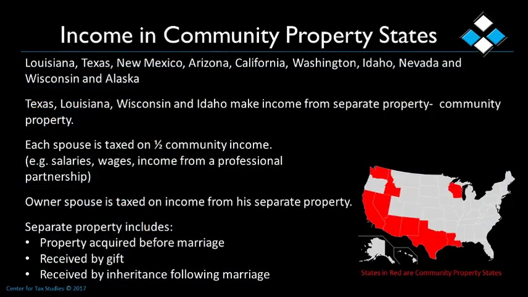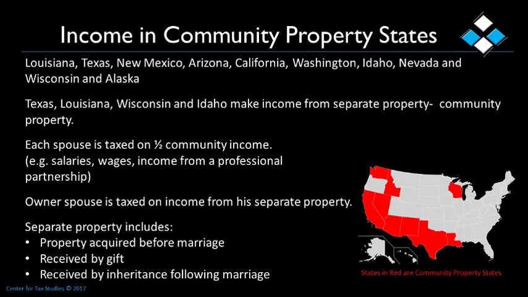Okay, lastly, let's look at income in community property states. It's a little bit different. And so, first off, community property rules only apply to the following states: Louisiana, Texas, Arizona, etc. Now, Texas, Louisiana, Wisconsin, and Idaho make income from separate property community property. Now, each spouse is taxed on 1/2 of the community income, which includes salaries, wages, and income from a professional partnership.